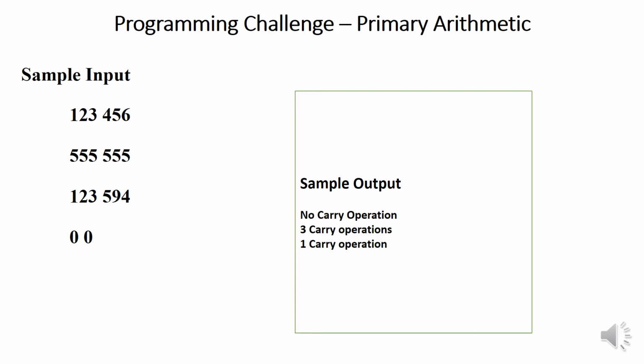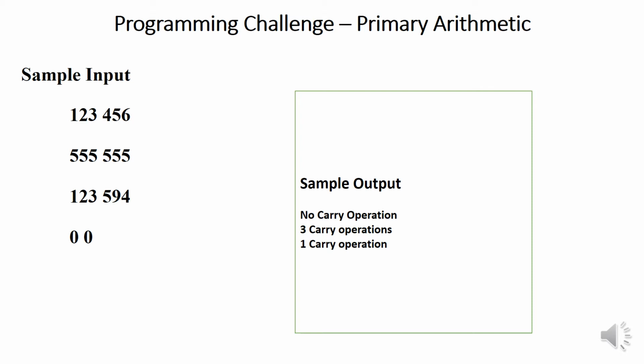Generated. Okay, that means the calculation doesn't perform, because the output of that particular calculation is 0. So we take here 1, 2, 3 and 4, 5, 6. 1, 2, 3 is the first number m and 4, 5, 6 is the second number n. M and n are the variables. If we perform the calculation, there are no carry operations. So you will print the sample output: no carry operation.